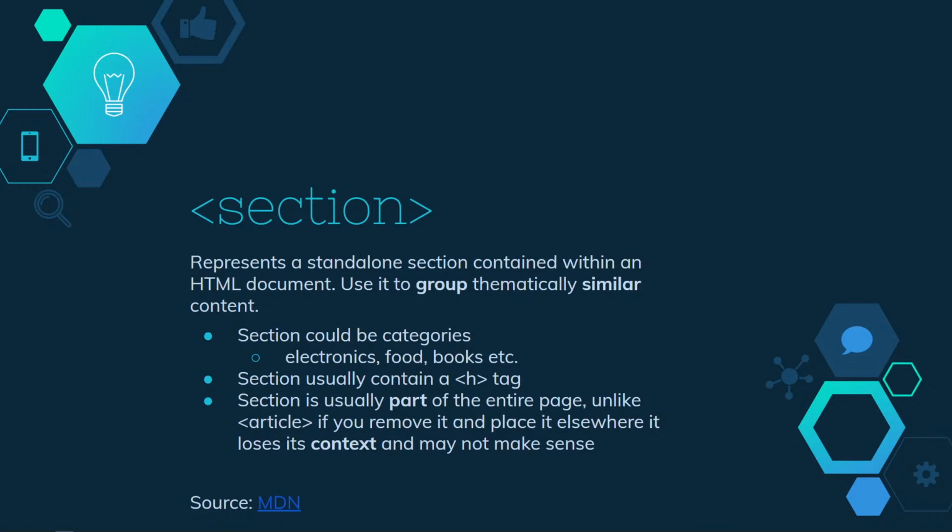Sections usually contain an H tag, again, a header tag, just like we saw with the article where it said forecast for Seattle. But again, you don't really have to, but you could. Probably you should. A section is usually part of an entire page. Unlike an article, if you remove it and place it somewhere else, it loses its context and may not make sense.